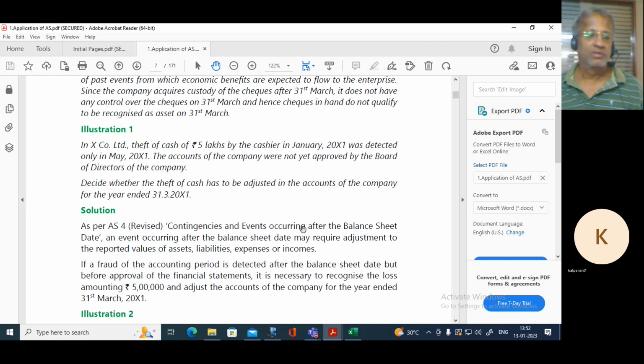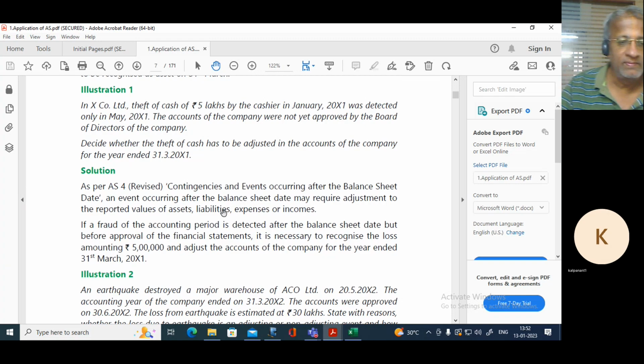Right? So therefore, number one, the reduction has happened after 31st of March, but the matter is related to the last financial year. So before approval, firstly, it is an event occurring after the balance sheet date. Number two, you have to talk something about the condition of the asset. The condition of the asset was bad. Three, it is to be classified as an adjusting event and it should be adjusted in the books of account. So the cash balance should be reduced. What did they say? May require adjustment.